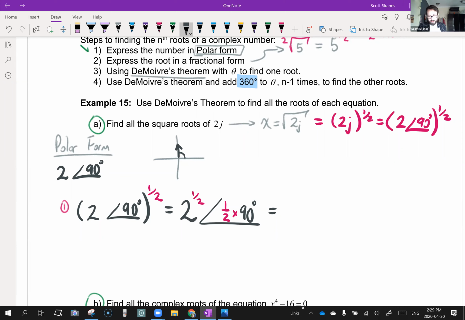What is this going to give us? What's 2 to the power of 1/2? Well, it's the same as root 2, isn't it? So this is root 2, and this is 45 degrees.